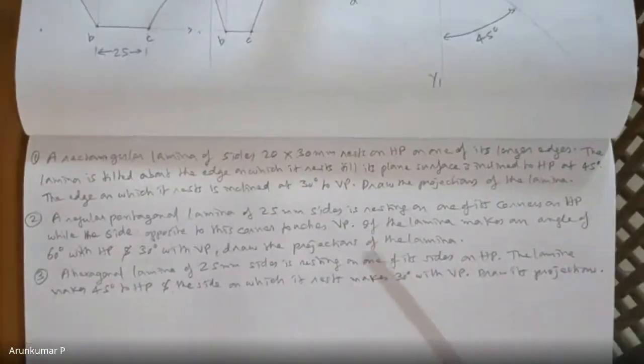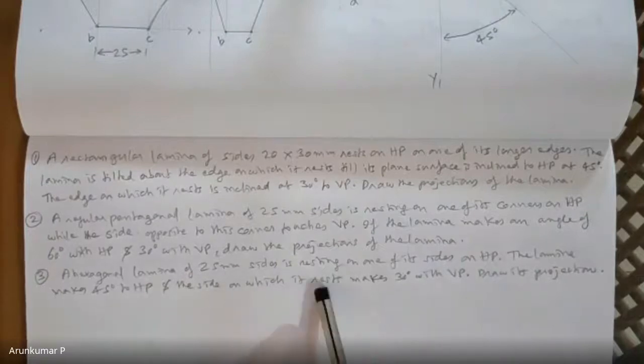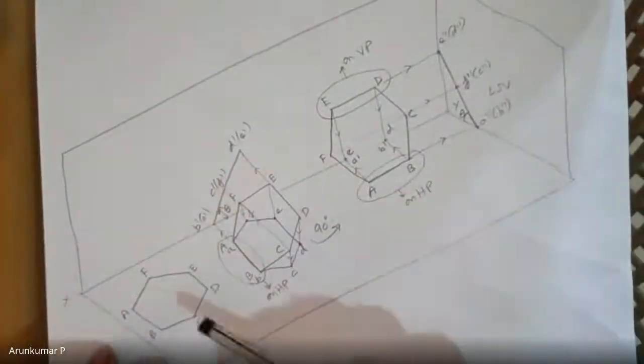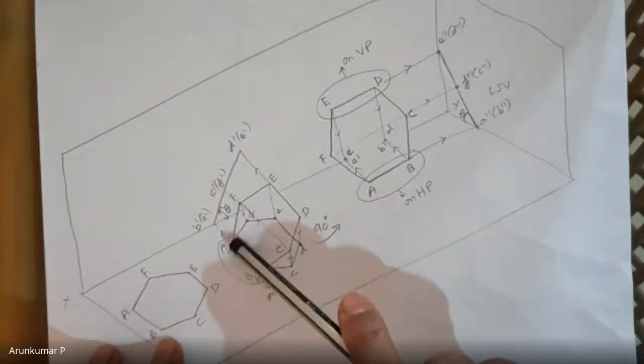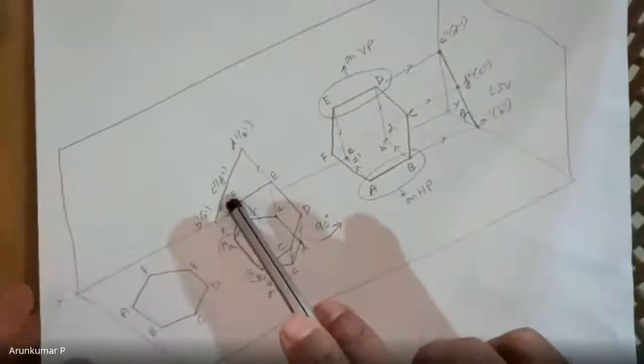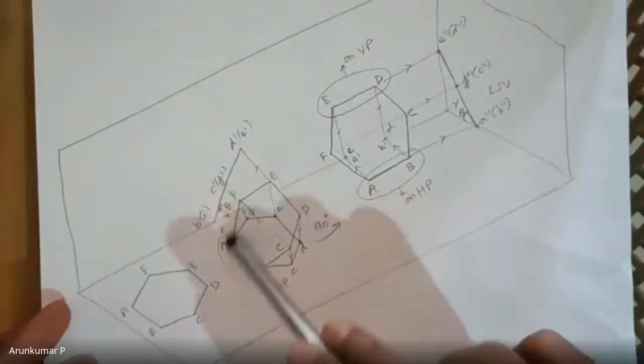So, straightforward problem. Hexagonal lamina is resting on one of its sides on HP. So it will be something like this. I'll just draw it in. It's already there, so nothing extra to be drawn. First step would be this, resting on HP on an edge. Second step would be resting on HP on an edge, and the lamina is inclined by whatever angle. What is that angle? 45 degrees. So theta is 45 degrees to HP.